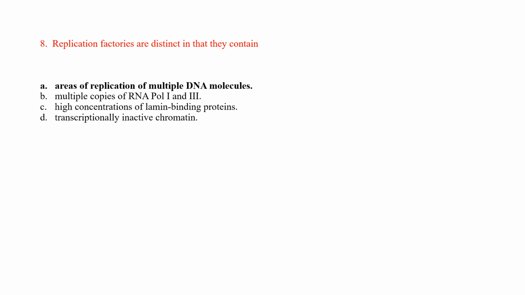You would not normally see RNA polymerases 1 and 3. Of course, high concentration of lamin-binding proteins usually means it's going to be heterochromatin, so least likely to be transcribed. And of course, letter D will follow with that. So transcriptionally inactive chromatin would not be an area where we would find a replication factory.